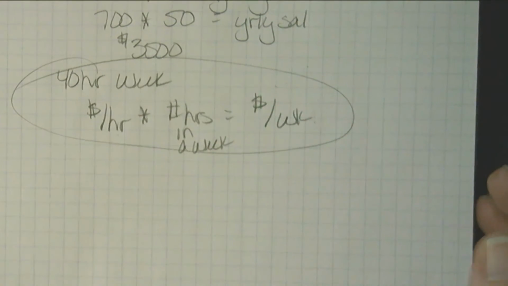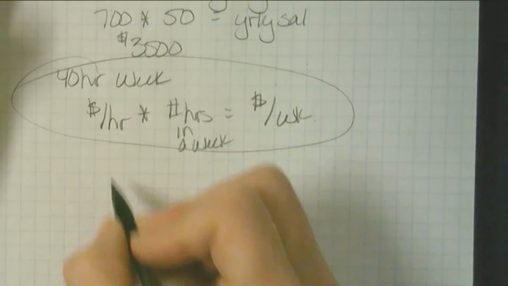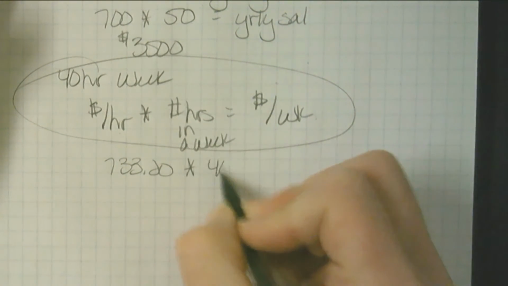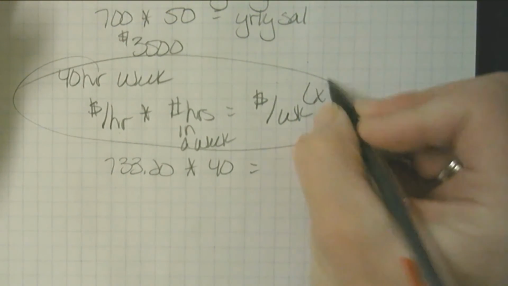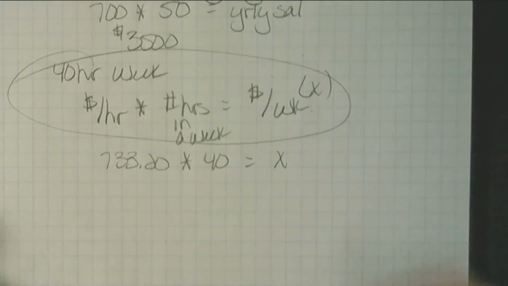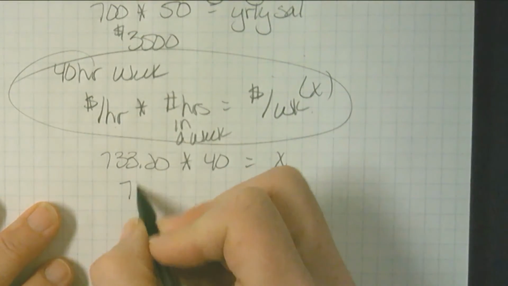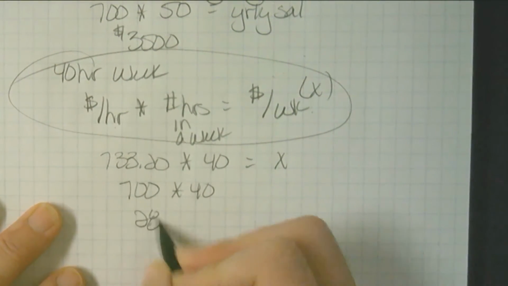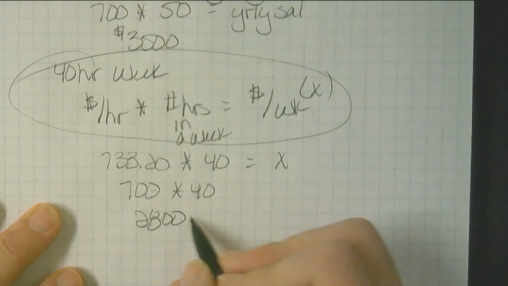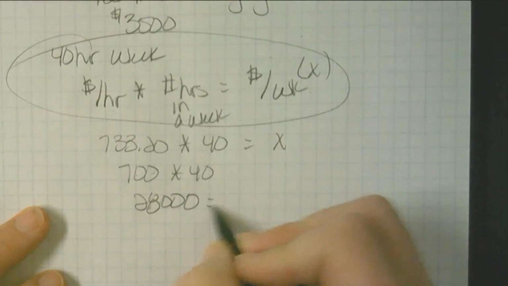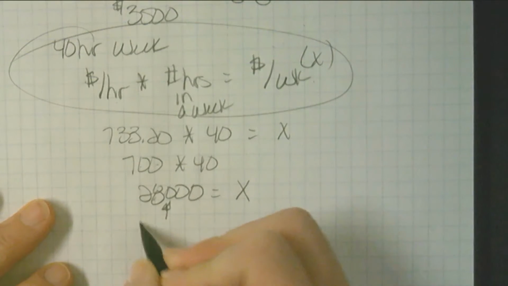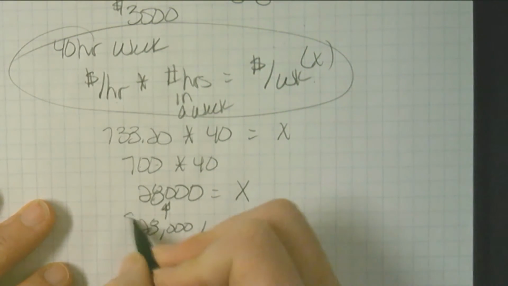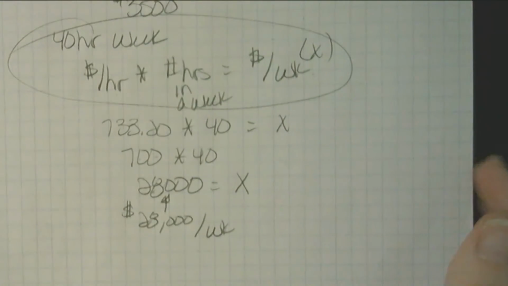There's my game plan. So I'm going to say I have $733.20 times 40 hours gives me my X, which is what I'm looking for here. Well, I'm multiplying these, so I'm going to call this 700 times 40. So this is going to be 28 with 3 zeros on that. So this is X. This is $28,000 per week is what I am estimating that to.